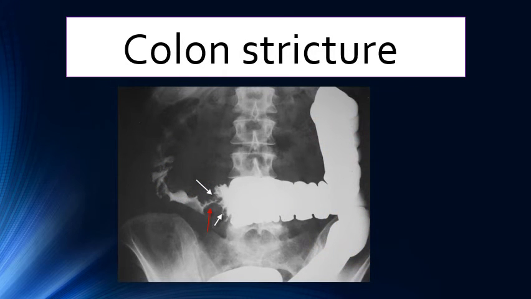We can see here another example. I can see here the shoulder and shoulder stricture. It's also an apple core appearance, but there is no passage of the barium through this stricture because it's a marked stricture.